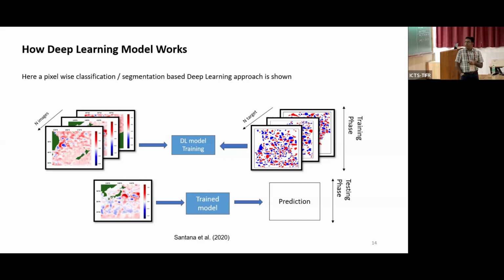So the model learns that my eddy will look like this, and whenever I get such a thing, I have to call it an eddy. The deep learning model trains in that way. After training the model, we give it sea level anomaly data, the testing data that has not been seen by the model. The model makes a prediction, and it will detect the eddies based on its training.